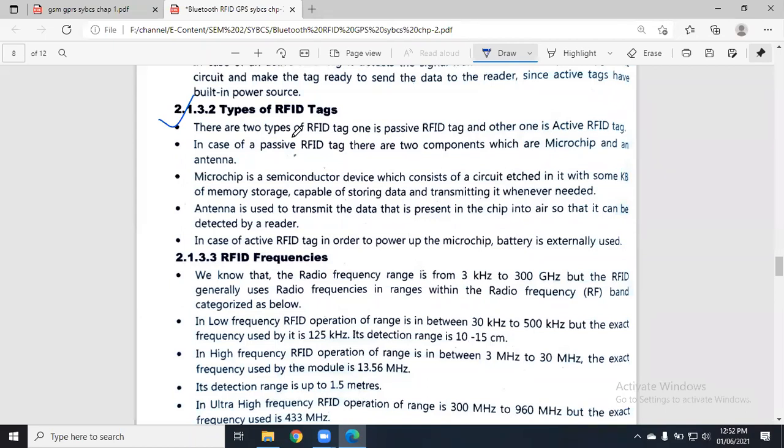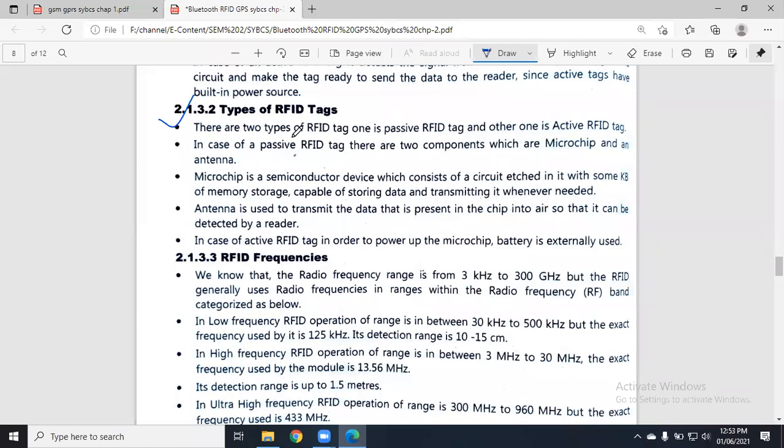What is the antenna going to do? It is going to transmit the data which is present inside the chip. It will release the data into the air, and whatever data is released in the air will get detected by the reader. Simple.